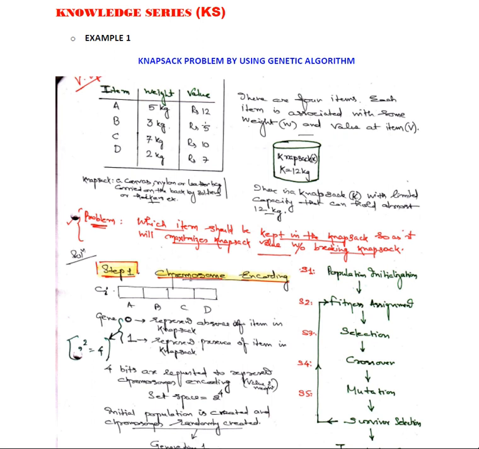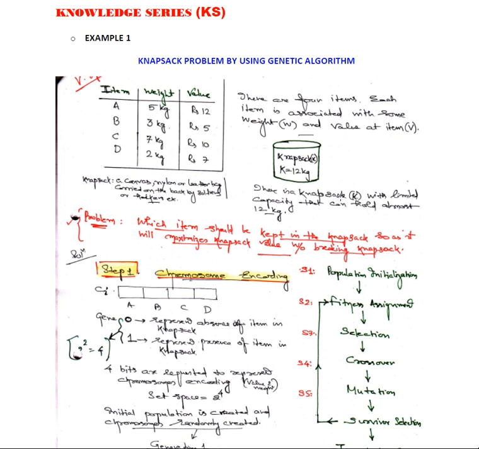Now what is stated here: there are 4 items. Each item is associated with some weight and its value. Now this is a knapsack. Knapsack means just like in the army they put a knapsack on their back. So it is the carry bag. That carry bag should carry maximum items but with a minimum load. This is the logic behind the knapsack.